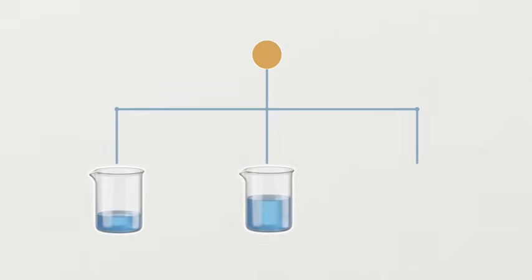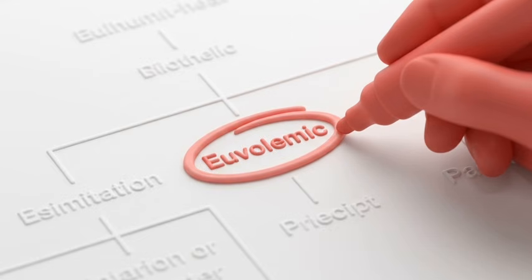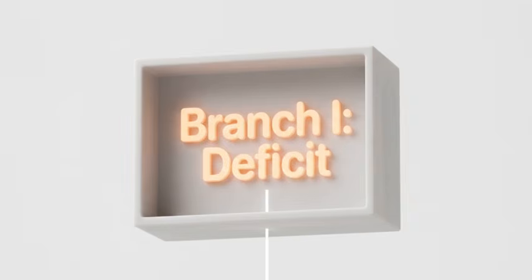We establish this through a core diagnostic framework. This 3-branch flowchart categorizes the patient into 3 distinct fluid statuses: hypovolemic, meaning they are dry; euvolemic, meaning normal fluid volume; or hypervolemic, meaning they are wet and retaining excess fluid. The correct intervention for hyponatremia is entirely dictated by which of these 3 volume branches the patient occupies. The first branch of our algorithm isolates hypovolemic hyponatremia.